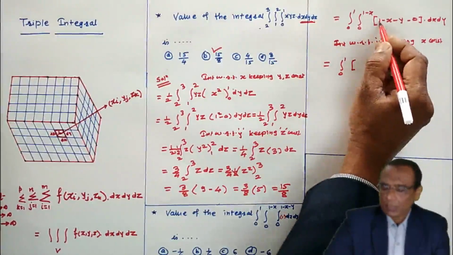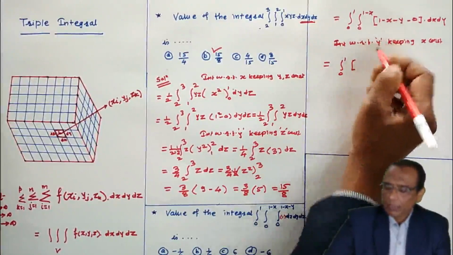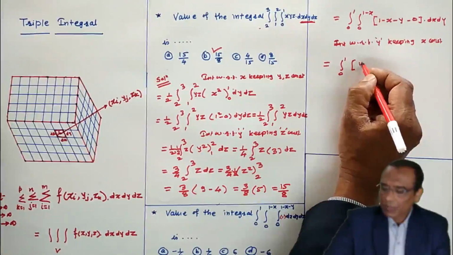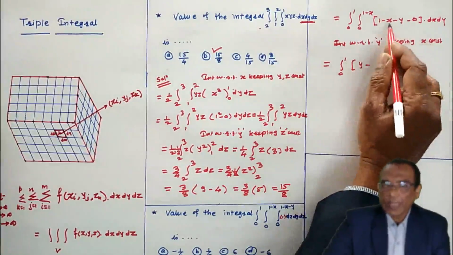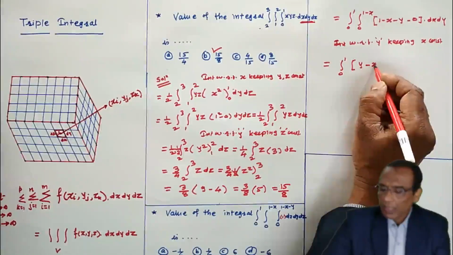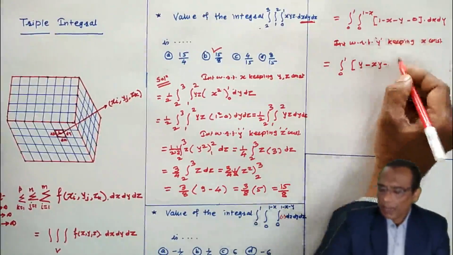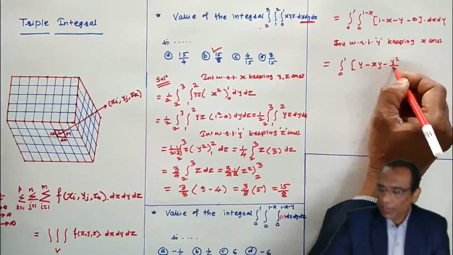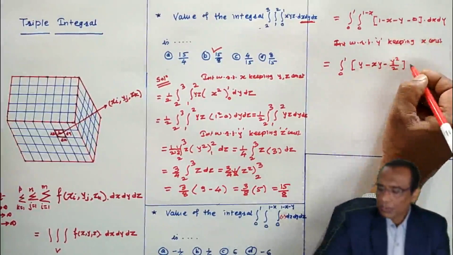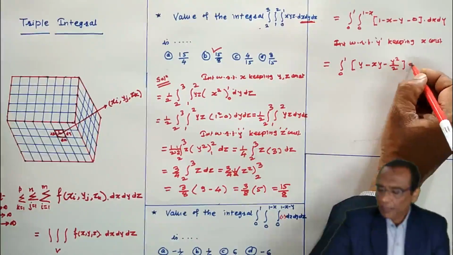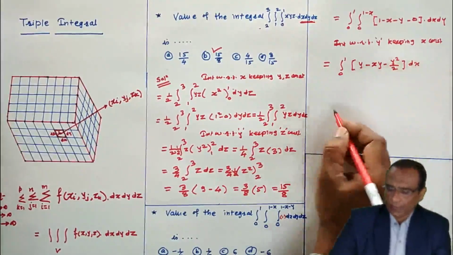1 is constant, we are integrating with respect to y. The integration of 1 with respect to y is y. We are keeping x constant. Integral of x with respect to y is x into y, because x is constant. Integral of y is y square by 2 with respect to y. Okay, integral of 0 is 0. We have integrated with respect to y, so only dx will be carried forward.